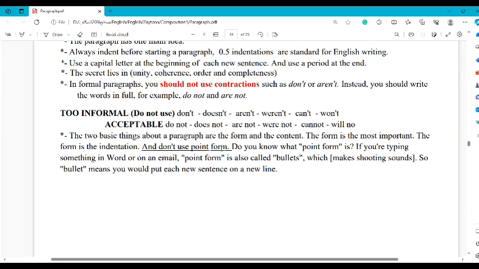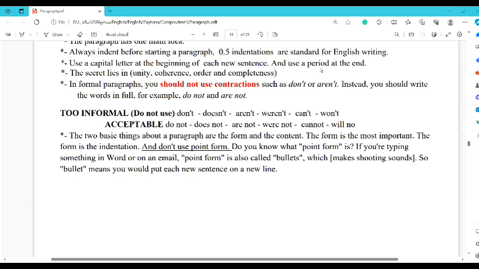Okay, and don't use point form. Do you know what point form is? Point form is the same as writing sentences. For example, you will write like this one, for example, writing sentences. And put a full stop and start another one. Write, and put a full stop and skip a line, and you will go with another sentence. Okay, this is not acceptable because you are writing sentences here.